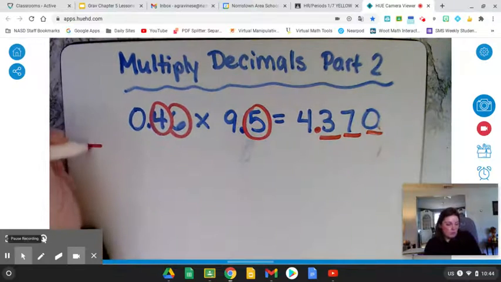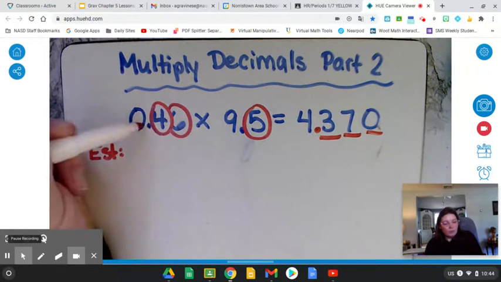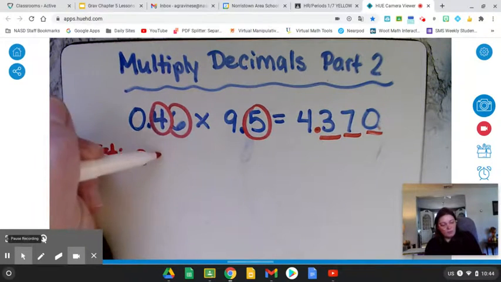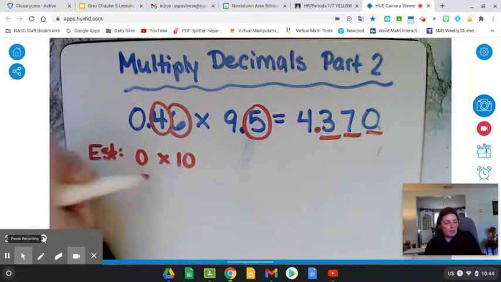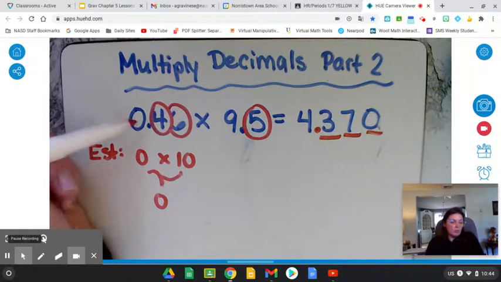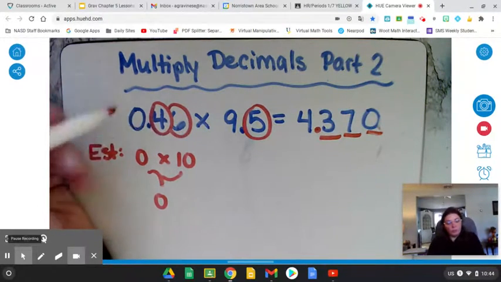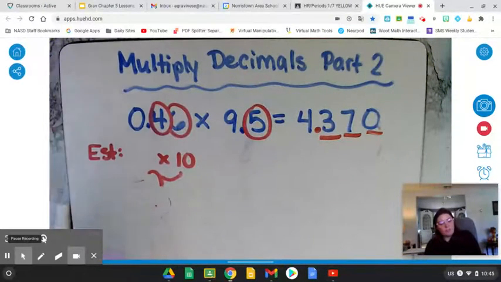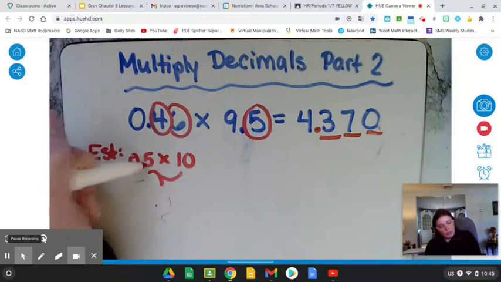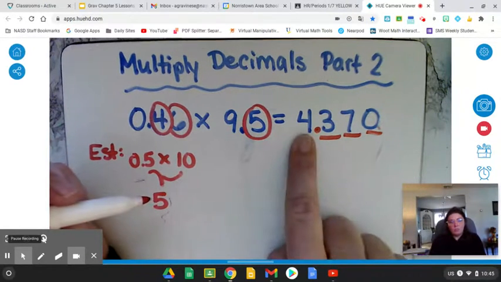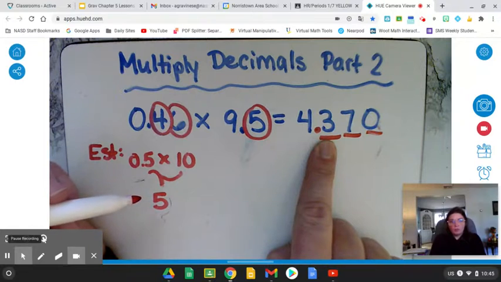We could also use an estimate to double check that. 0 and 46 hundredths is close to 0. 9.5 is close to 10. And 0 times 10 is 0. All right. If you were a little better with your number sense, you could also say that 0 and 46 hundredths is close to a half, or close to 0.5. And half of 10 is 5. So that could be an estimate, and you can see that 4.3 is close to 5.